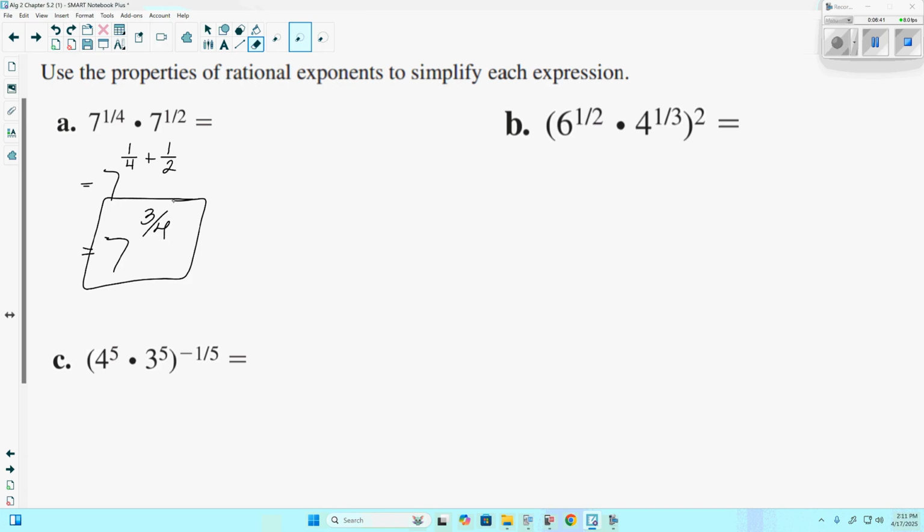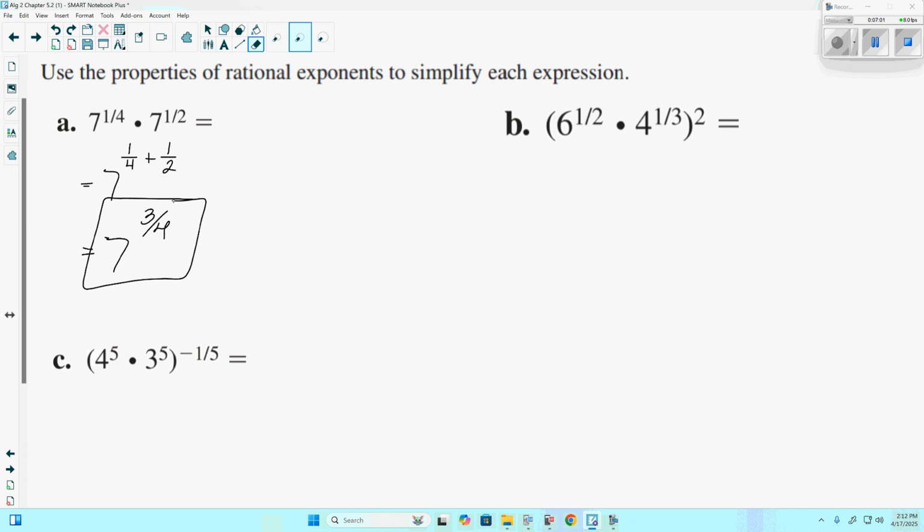7 to the 3/4. And unfortunately for this here, because we can't type 7 to the 1/4 times 7 to the 1/2 in the calculator, it's just going to give us an irrational number, because 7 to the 3/4 is also irrational. Questions on A?